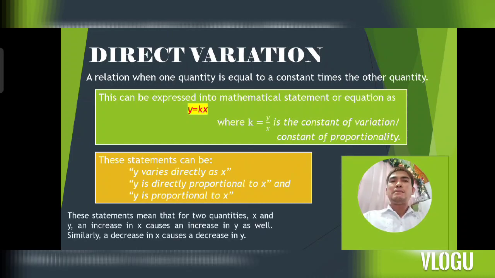As I've said a while back, these statements mean that for two quantities x and y, an increase in x causes an increase in y as well. Similarly, a decrease in x causes a decrease in y. So if one quantity goes up, then the other quantity will go up as well. If it is going down, the other quantity will also go down. Alright, so that would be our illustration.